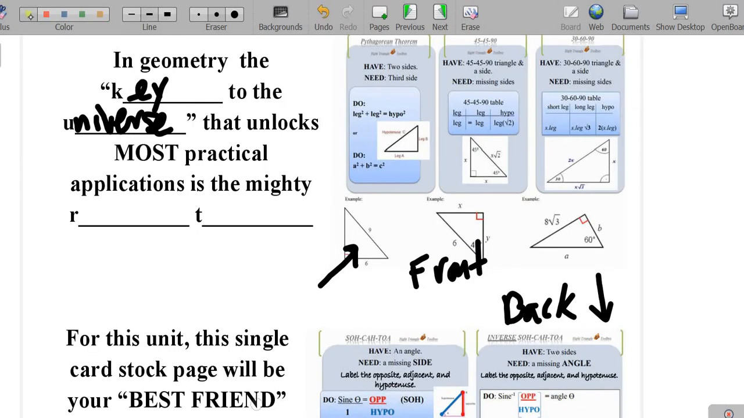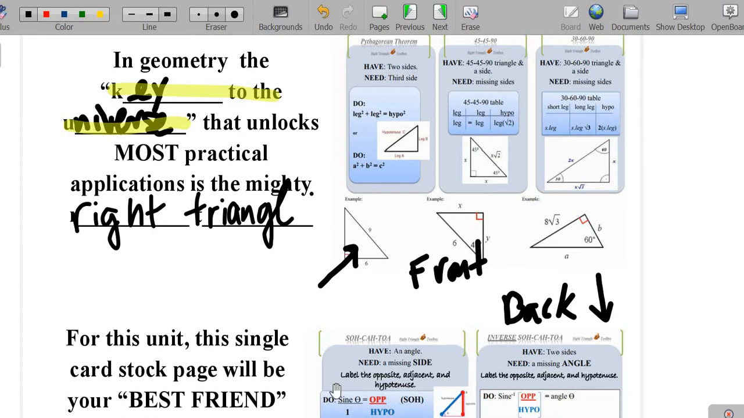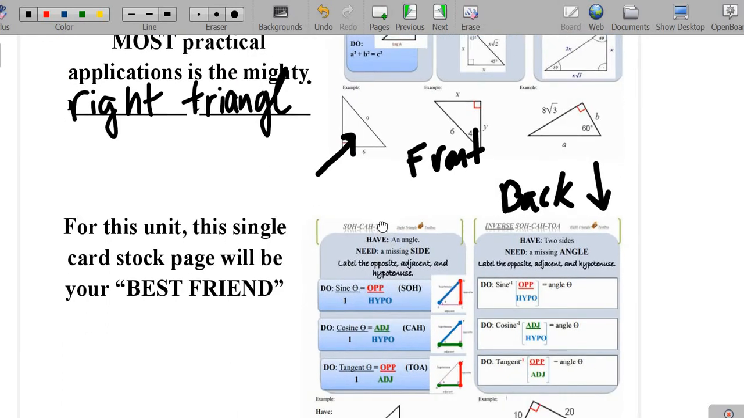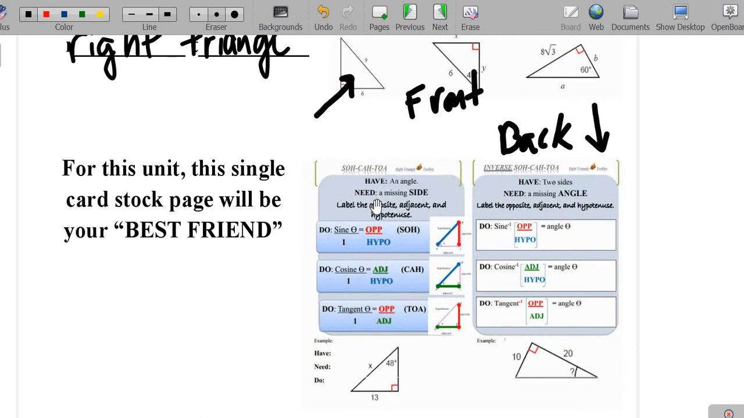Right triangles are what I will nickname literally the key to the universe, the key to the geometry universe. And it unlocks most practical applications, the mighty right triangle. For this unit, this single page, front and back, I have nicknamed your best friend, because it will literally be your best friend for the next 3 weeks. It is also called the Right Triangle Toolkit. Keep it handy for every single lesson.